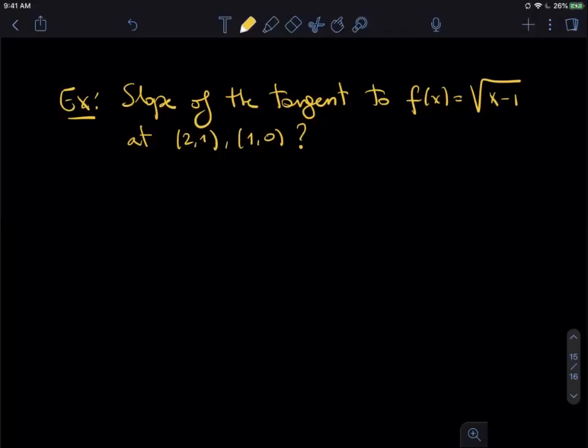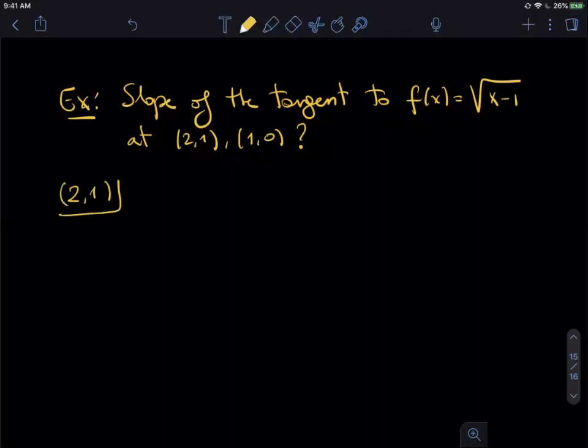Let's do an example. Let's find the slope of the tangent to the graph of f of x equals the square root of x minus 1 at the following 2 points, (2, 1) and (1, 0). So this problem has two parts. So let's do first (2, 1).